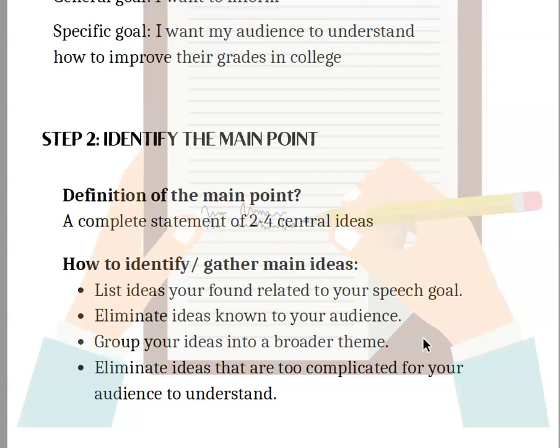Remember, before doing all of this, you need to also do audience analysis, as I've mentioned in the last lesson, right? So when you do your audience analysis, you would know what the level of your audience is. So if the idea is too simple for your audience, then you can eliminate it. Or if the idea is too general or too simple, then you can omit it. And sometimes you find ideas that have a similar elaboration, then group them together in a broader theme. And also eliminate ideas that are very complicated. If you cannot explain it, definitely you would not be able to make your audience understand what the idea is about. So you don't need to talk about that.